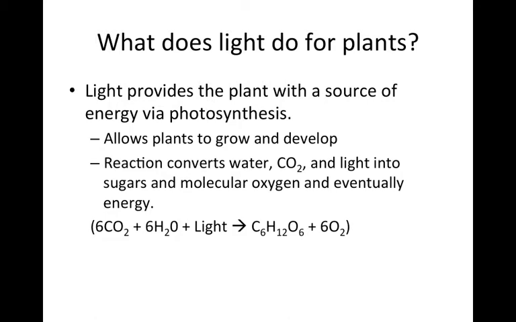So next up, what does light do for plants? Light provides the plant with a source of energy via photosynthesis. This allows the plant to grow and develop, and the reaction converts water, CO2, and light into sugars and molecular oxygen, and eventually energy. Listed here is the basic conversion of 6 CO2, 6 water, plus light to yield 1 glucose molecule and 6 molecular oxygen molecules.